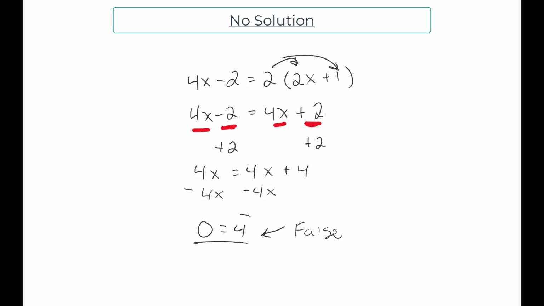It can't be true. And thus, this entire problem, since once we take it all the way to the end, we have a false statement that is always not true. This right here has to be no solution. Has to be no solution for us. There is no number for x that could ever make this true.